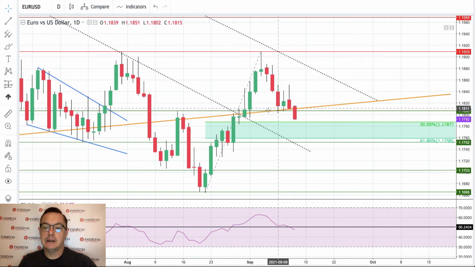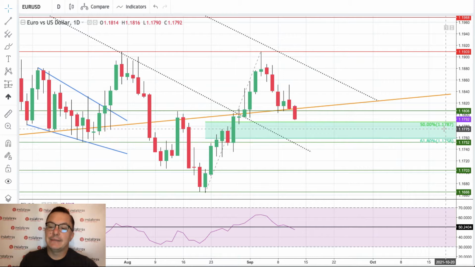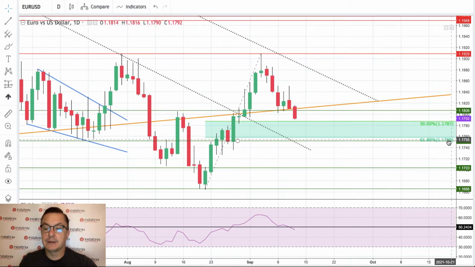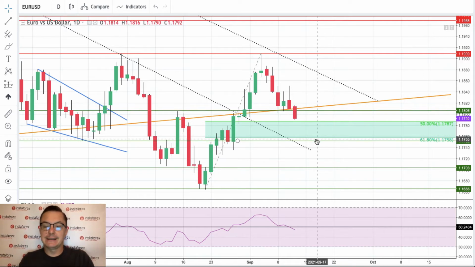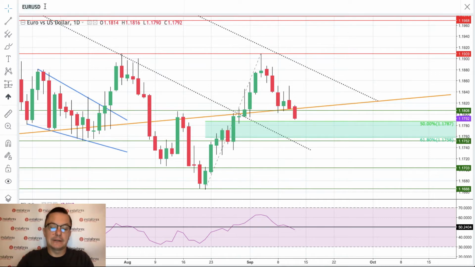We are out of the channel, below the trend line, below the technical support. We are heading towards 50% of the Fibonacci retracement seen at the level of 1.1787. Of course, there is still 61% of the Fibonacci retracement, 1.7058, and this is the last hope for the bulls. The momentum is below the level of 50 on the RSI indicator, which means the bears are in control of the market, and we might see sooner or later those two levels to be hit on the euro dollar.